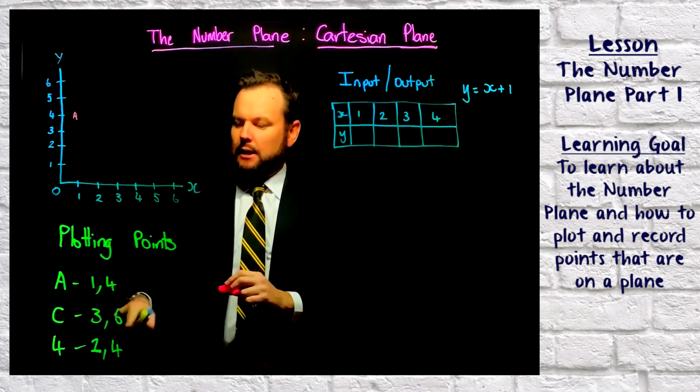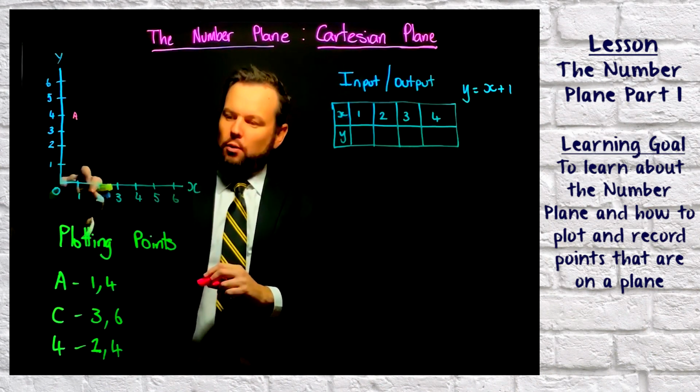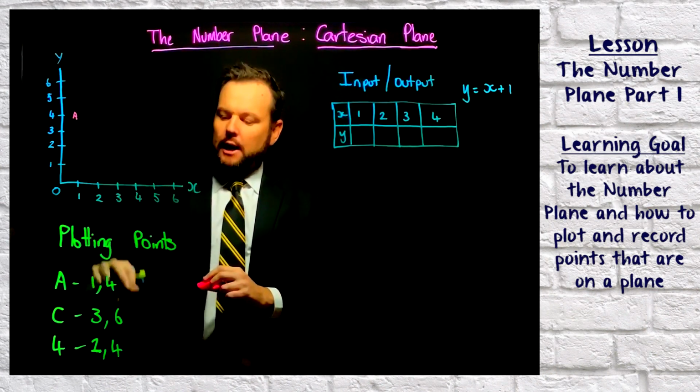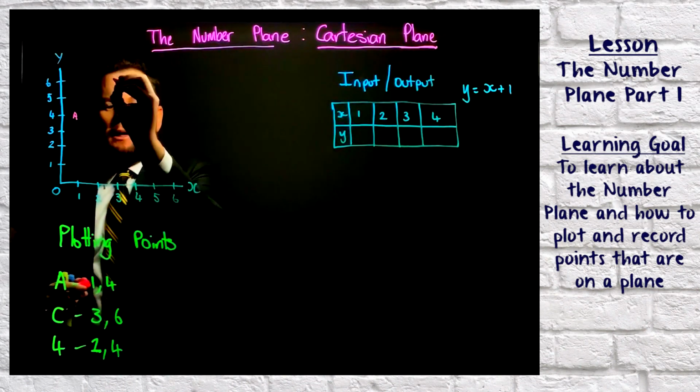Let's have a look at C. We need to go to 3 firstly, so we crawl along here to 3, okay? And then we go up to 6. So we go all the way up to the top to 6. So that is point C.